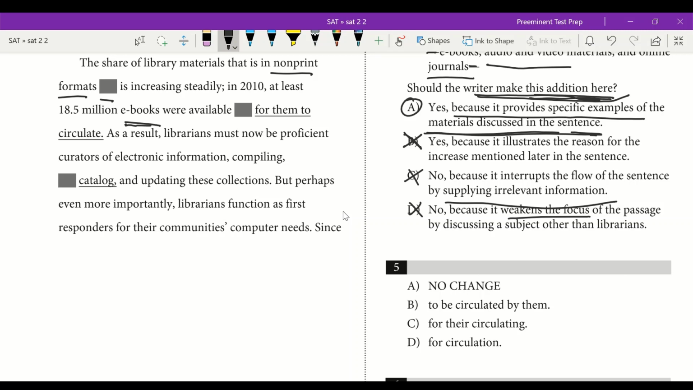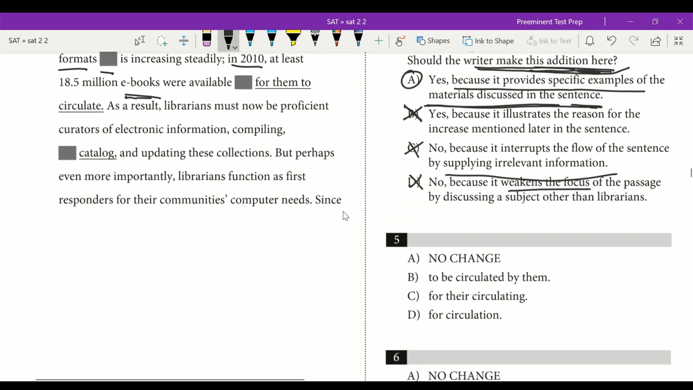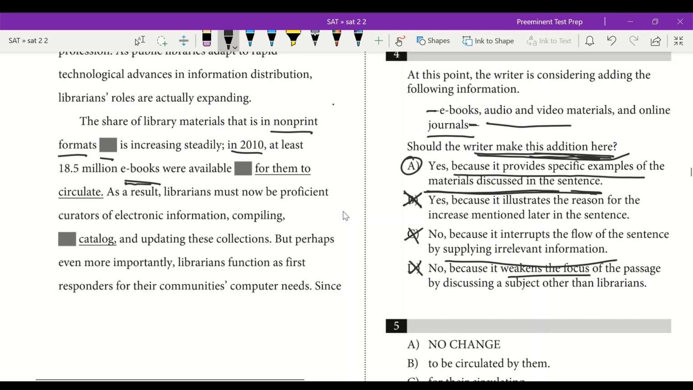So, all right. So we have, is increasing steadily. In 2010, at least 18.5 million ebooks were available for them to circulate. All right, well, what do we know? We're given that in 2010, at least 18.5 million ebooks were available for them to circulate. Well, for them is just librarians, right? Librarians, I'm not going to write that out. You guys can just listen to what I said.